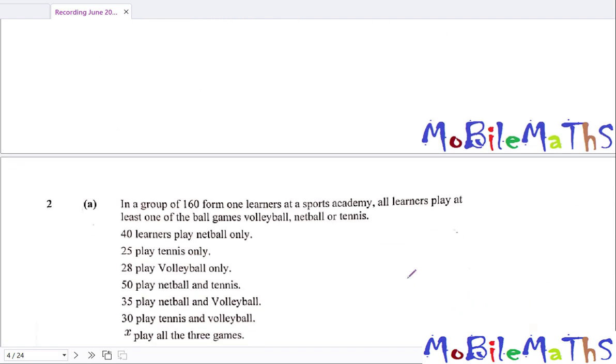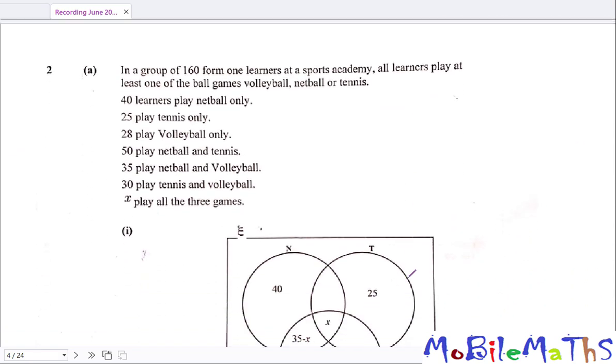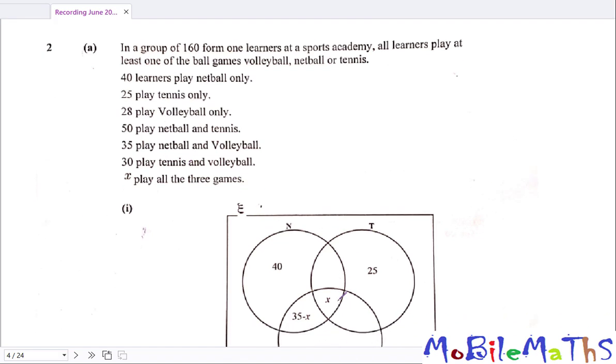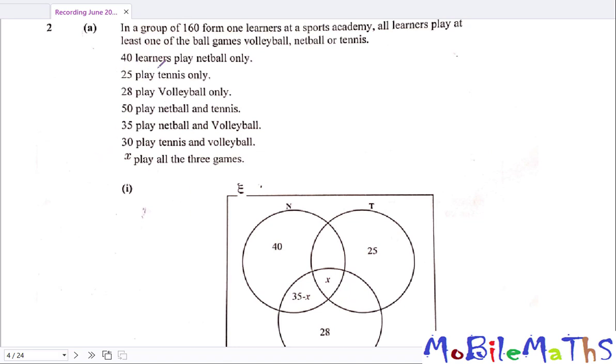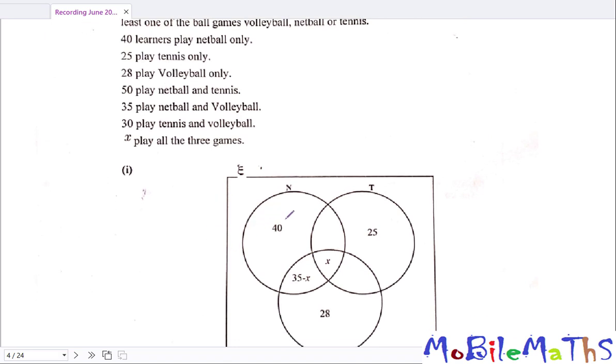Let's move on to the next question. On the next question, we have a Venn diagram. They are saying in a group of 160 Form 1 learners at a sports academy, all learners play at least one of the ball games: volleyball, netball, and tennis. So they have written N for netball, T for tennis, and V for volleyball there. 40 learners play netball only, so they have filled this in. Then they say 25 play tennis only, and they've filled that in.